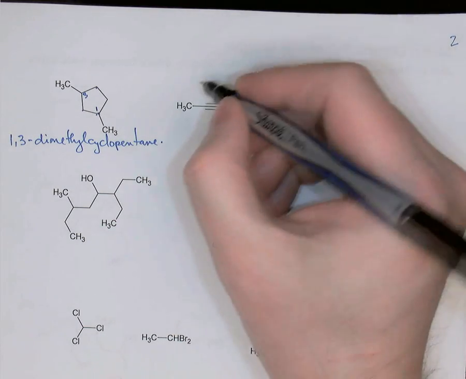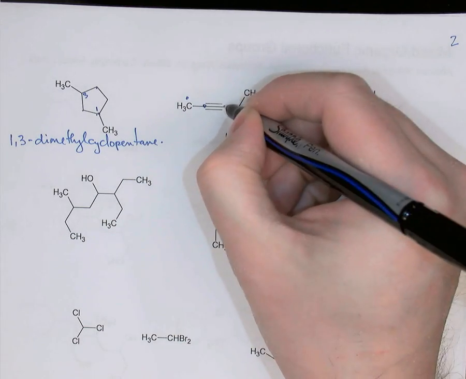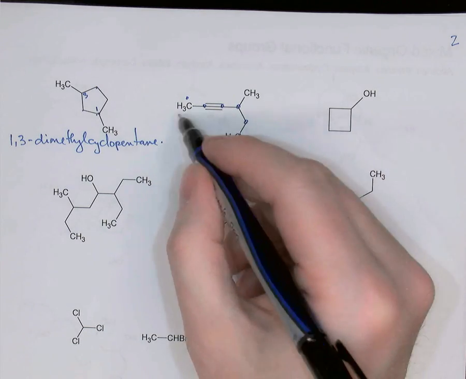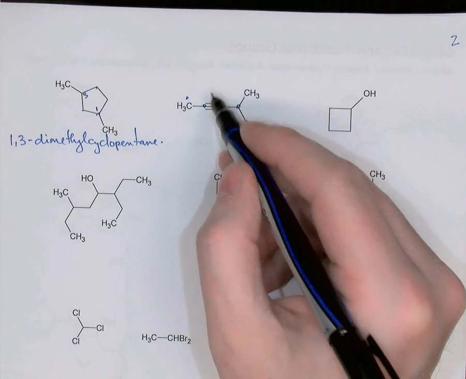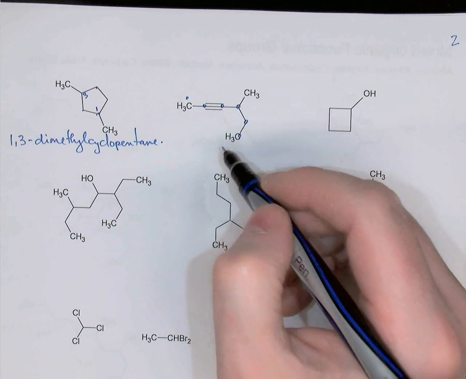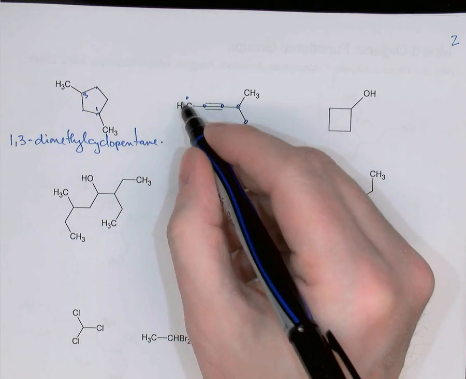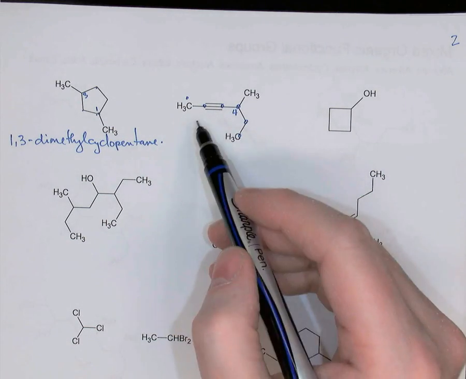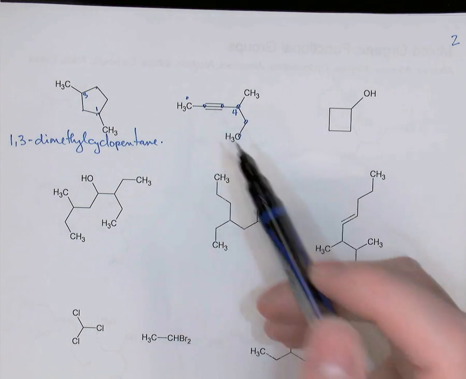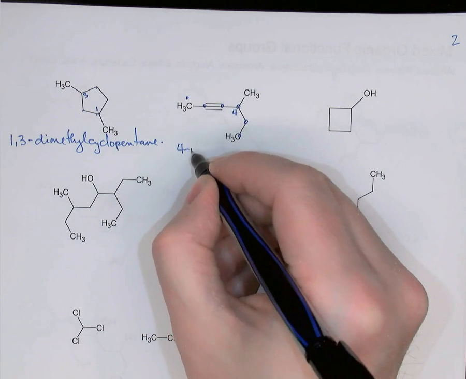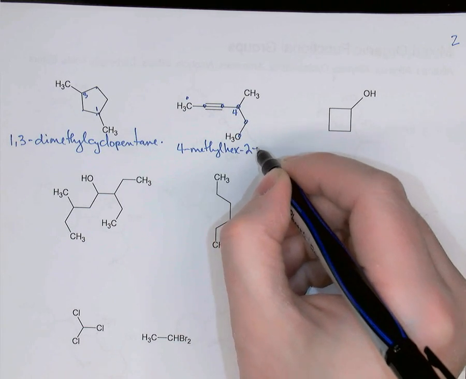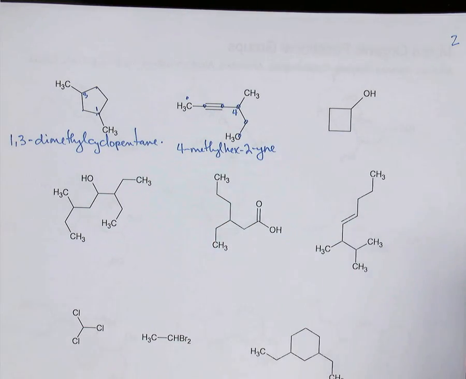This is an alkyne with 1, 2, 3, 4, 5, 6 carbons. It's a hexyne, where the second bond is the triple bond, so it's a hex-2-yne, and 1, 2, 3, carbon number 4 has the methyl branch. Notice we're numbering from the end closest to the triple bond. So this is 4-methyl hex-2-yne. 4-methyl hex-2-yne.